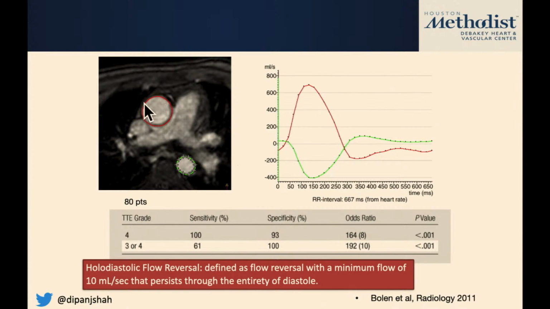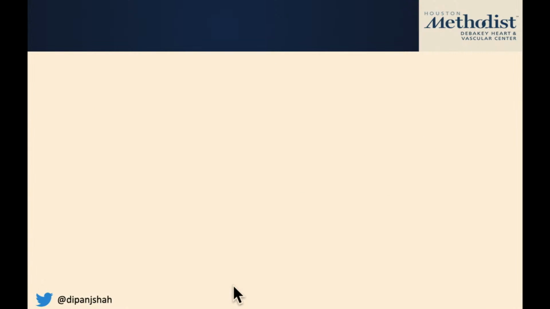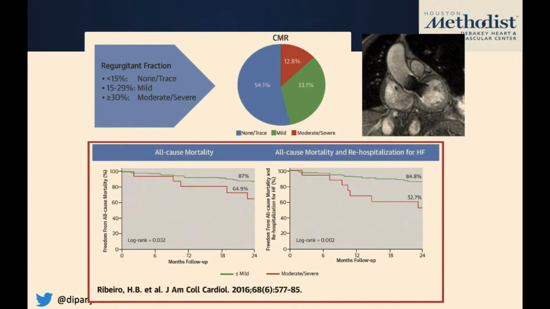So you'll notice in that view that when we see the ascending aorta, most of the time you are also able to visualize very nicely the mid-descending aorta, and you can simply contour this and determine the reverse flow at this location. And there's data showing that a holodiastolic reverse flow of more than 10 milliliters per second is also associated with 3 or 4+ aortic regurgitation.